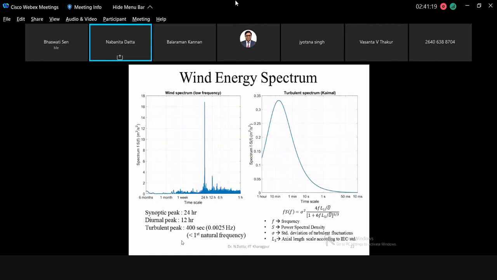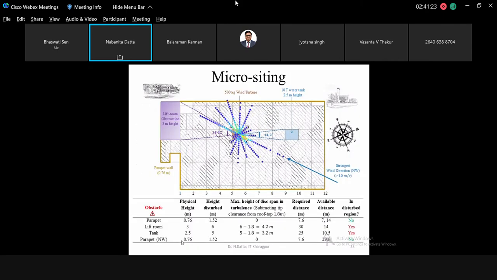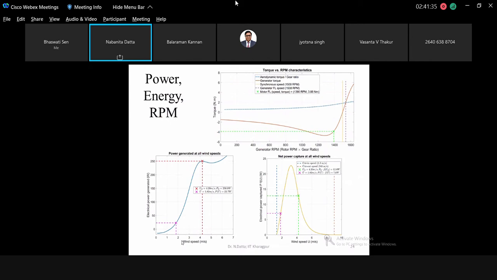Okay, this is the energy spectrum. I will not go into the details of this. Okay, so we did the micrositing of the place. Micrositing would mean looking at what the obstructions are. Wind turbines should not have obstructions at all, because the wind flow into the rotor should not be disturbed. So after that we studied the cut-in and the cut-out wind speed: what should be the minimum and the maximum wind speed at which the wind turbine must operate.